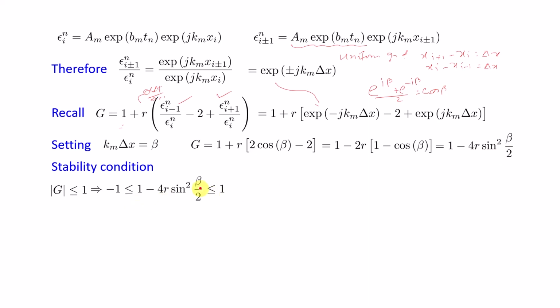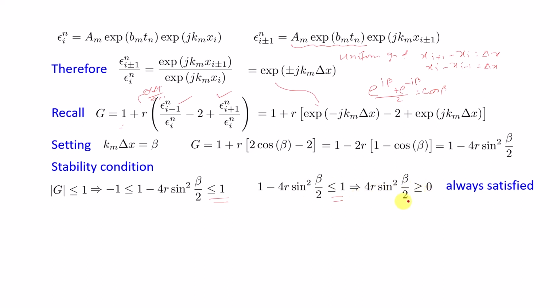So it means that this g value, for stability, I have to keep it confined between 1 and negative 1. There are two conditions here. One is minus 1 less than or equal to g, and another is g less than or equal to 1. So we have to investigate both of them. If I take this condition first, then 1 minus 4r sine square beta by 2 less than 1. What does that tell us? I can switch the sides. So 4r sine square beta by 2 should be greater than 0.